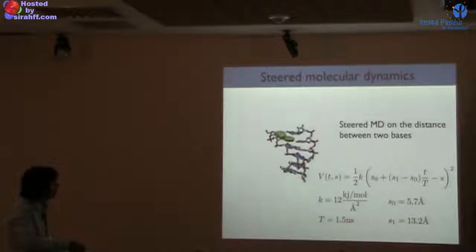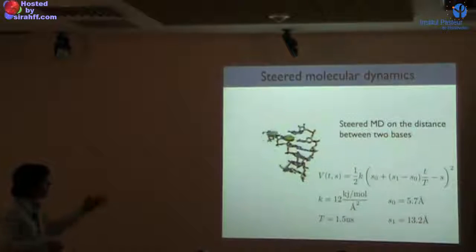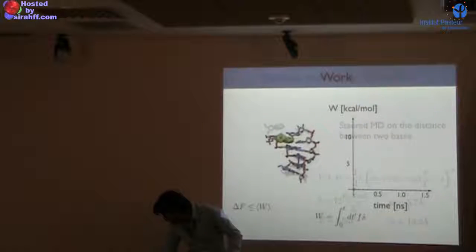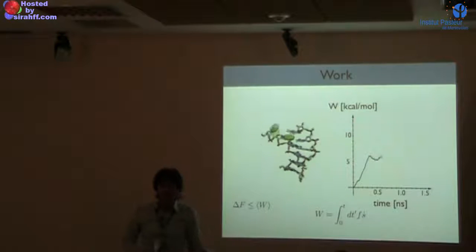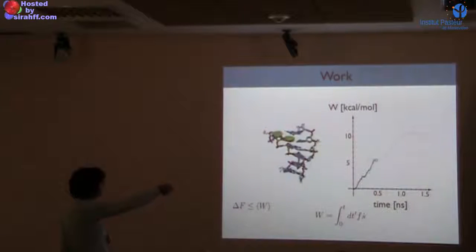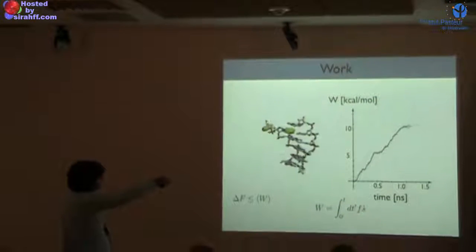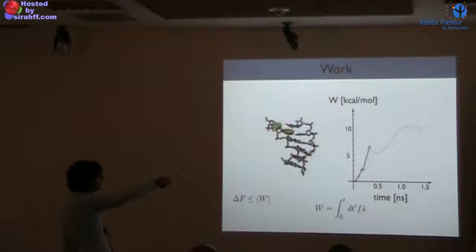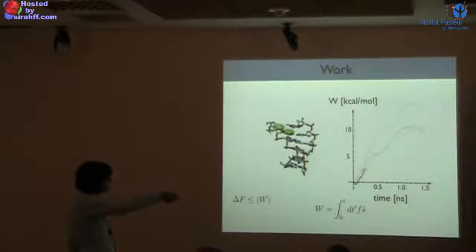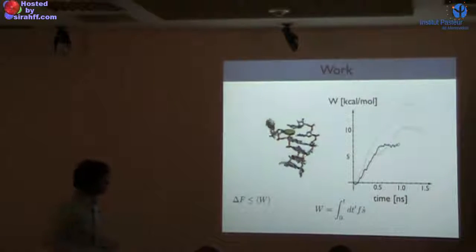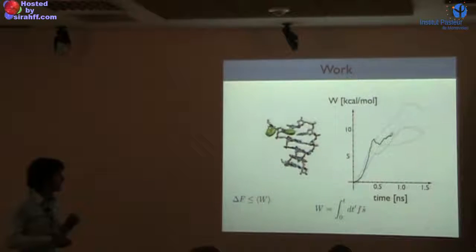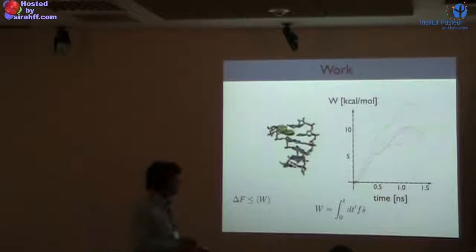It's like 1 nanosecond, 1.5 nanosecond each simulation, and we do it many times. Every time you do it, you have a slightly different trajectory, and every time you can compute how difficult it was to displace this base, so to break this stacking interaction. And here you have the work as a function of time. You see that every time you do it, you find a different path, okay? This is because the process is partly stochastic.